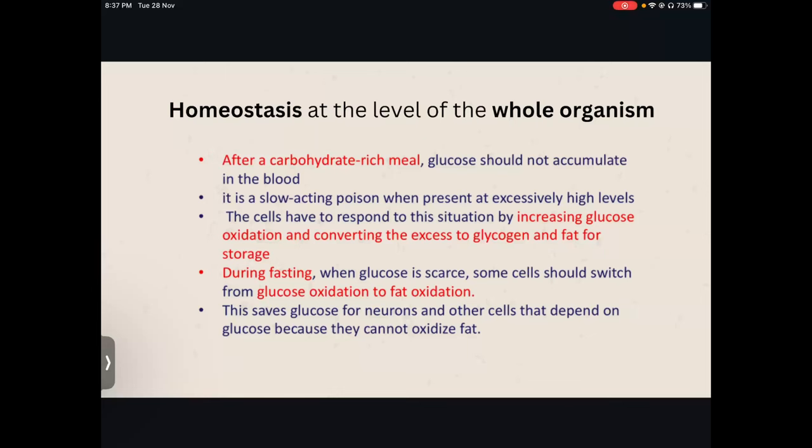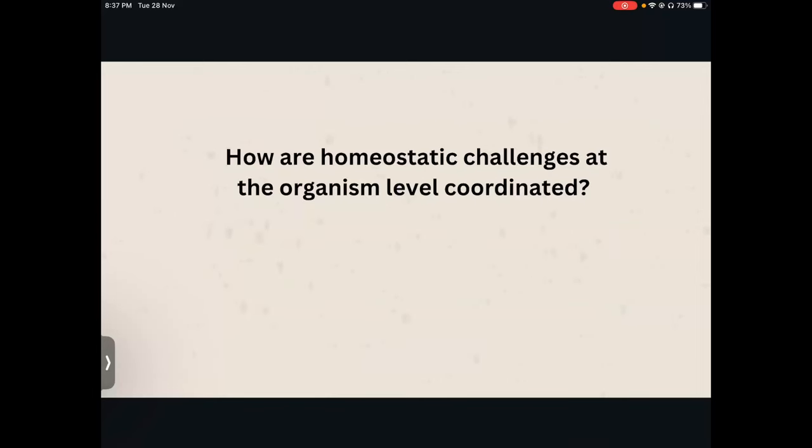Now, how are these homeostatic challenges, like decrease of ATP, increase of ATP, or increase or decrease of glucose in your blood, coordinated? One of you already mentioned insulin. So what is insulin? What's the main umbrella name for insulin and glucagon and all of these? Okay, they're hormones. I get how that could have been a little bit of a confusing question.